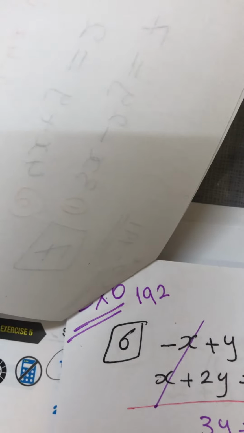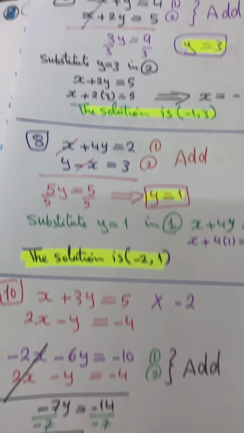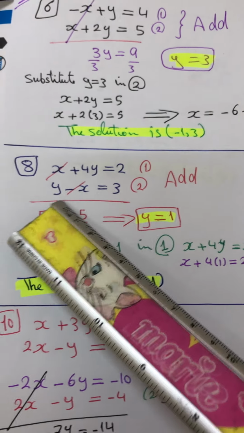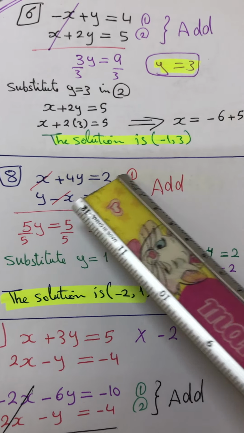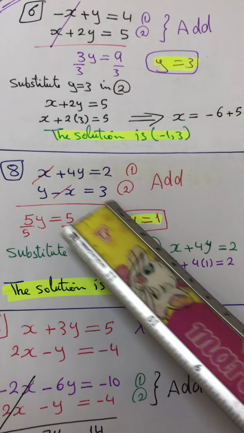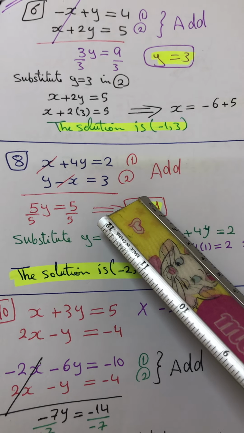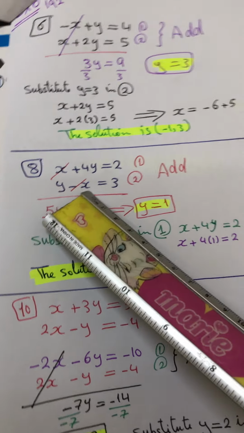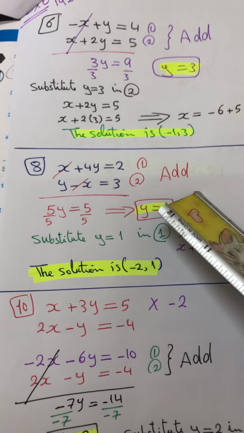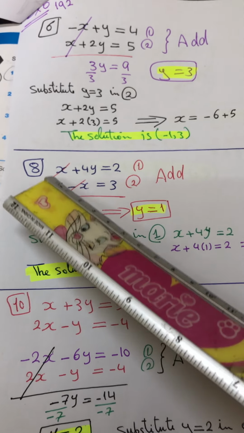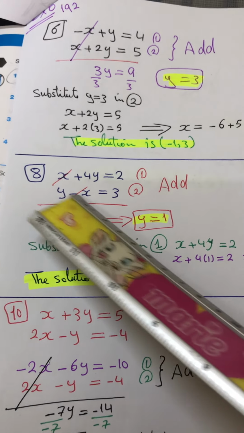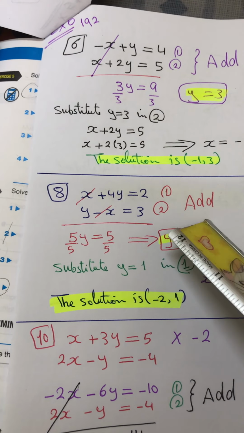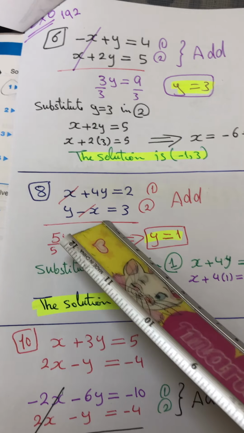I'm still in exercise 6, page 129, question number 8. Here I have the same. x plus 4y equal 2. y minus x equal 3. We have opposite sign, x positive and x negative, it's okay. So I can add the two equations, we can. But your teachers, the x and the x not under each other, you can rearrange them. Or you can add directly like this, cancel x positive with x negative.